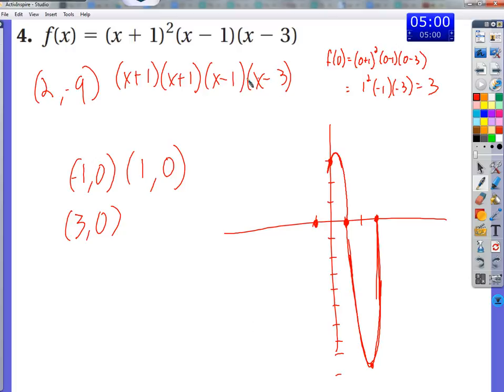Well, if we multiply all these out, we should be able to see that these two multiplied together will give me an x squared as my first highest power, right? Other stuff too. They give me x squared and other stuff. And I'm going to multiply it by x minus 1. And then all that multiplied together is going to give me x cubed and other stuff.